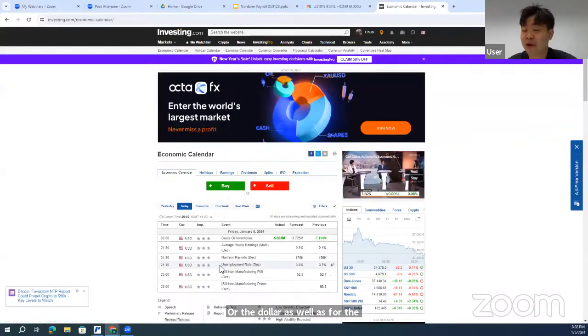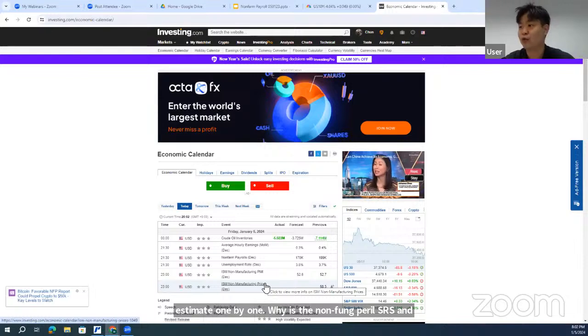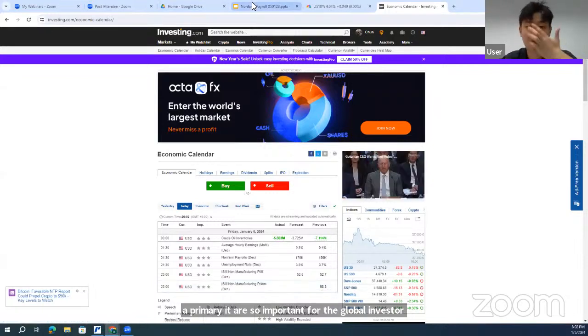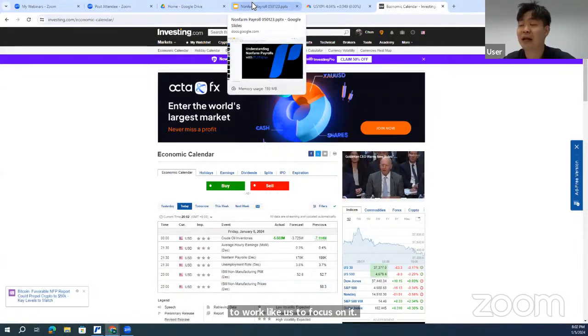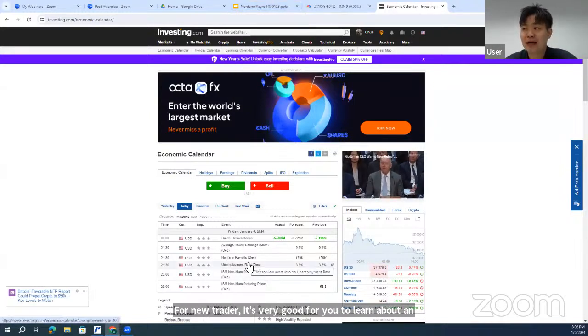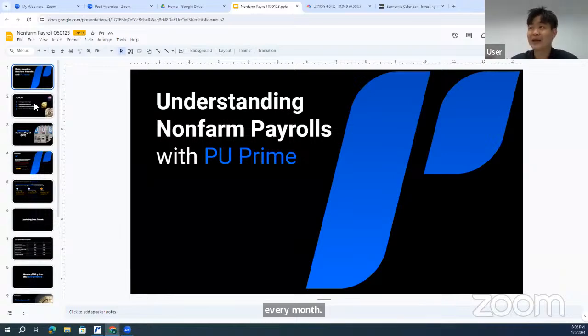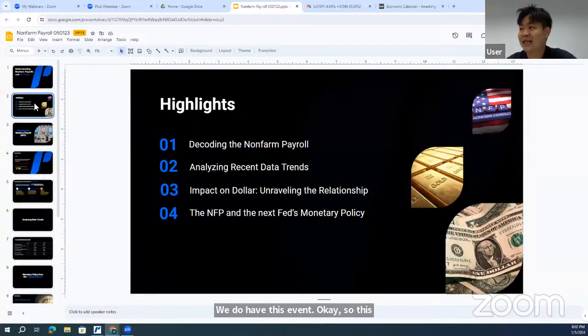Why are the non-farm payroll as well as the unemployment rate data so important for global investors and global traders like us to focus on? For new traders, it's very good to learn about the NFP, because this data is released every month. Once you understand it, you are able to trade the NFP every month. Every month we have this event about the non-farm payroll. So this is the highlight that we are going to discuss today.